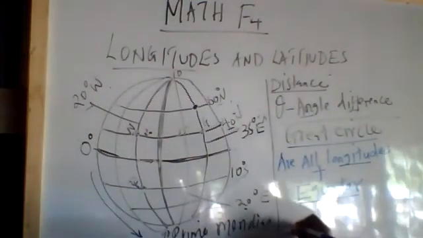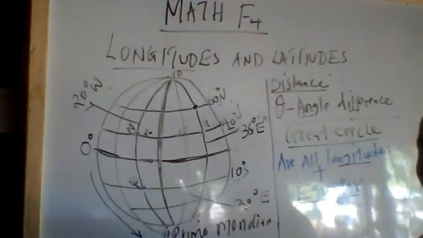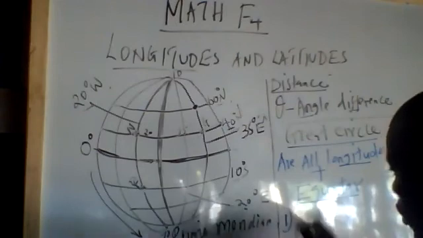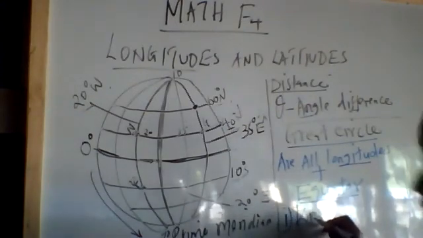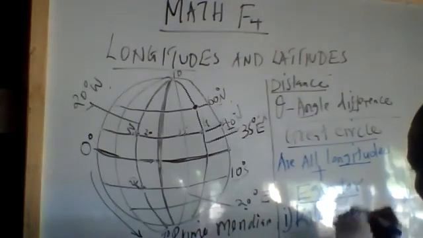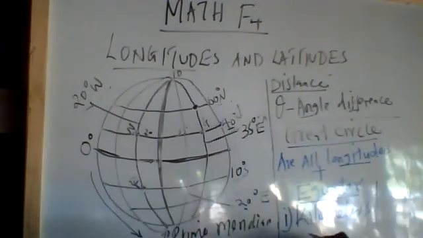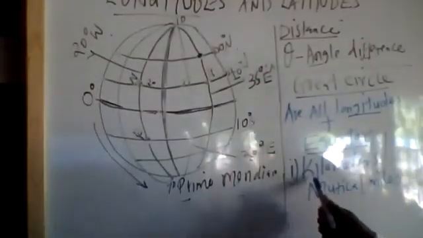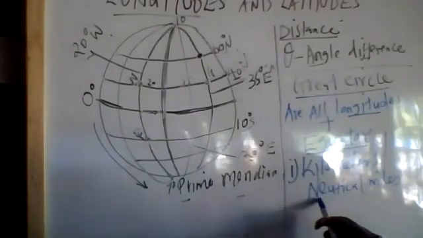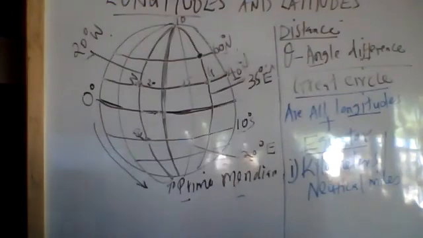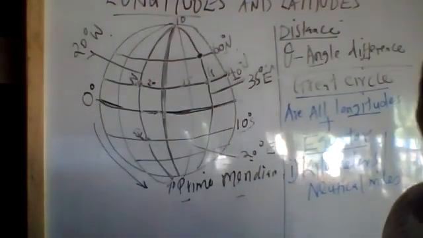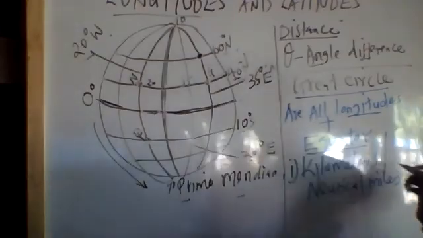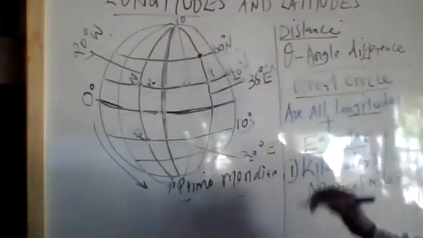Now, under great circles, we are supposed to calculate distances in two ways. One, we can calculate in terms of kilometers, or we can calculate in terms of nautical miles. So we can calculate these particular things in two ways. One, in kilometers, or in nautical miles. Now, which formula are we going to use to calculate in terms of kilometers? In terms of kilometers, we are going to use the following formula.